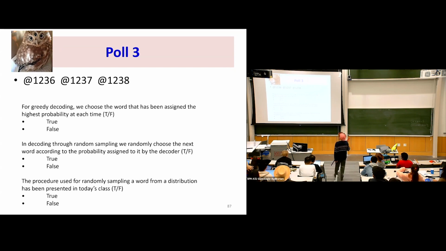Okay, for greedy decoding, we choose the word that has been assigned the highest probability at each time. True, right? In decoding through random sampling, we randomly choose the next word according to the probability assigned to it by the decoder. Also true. The procedure used for randomly sampling a word from a distribution has been presented in today's class. Where did I present it? Right.